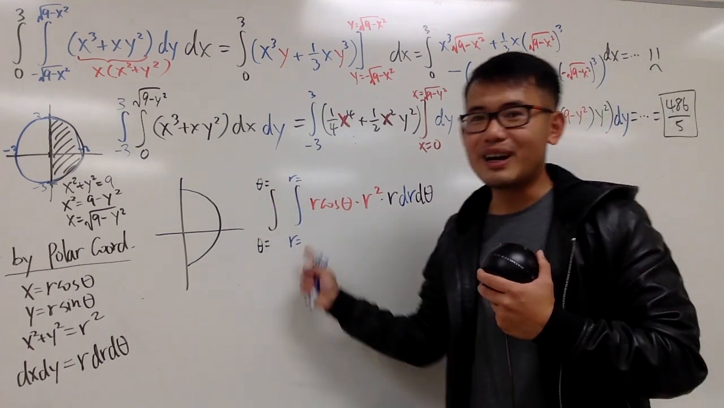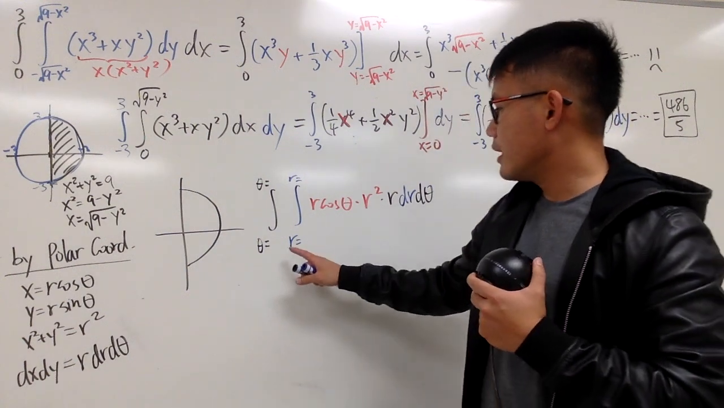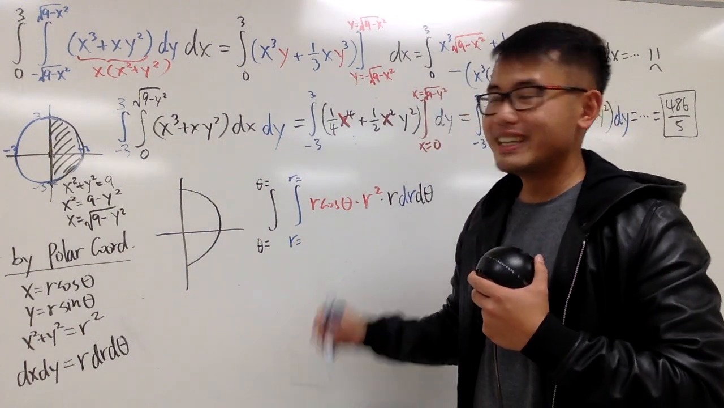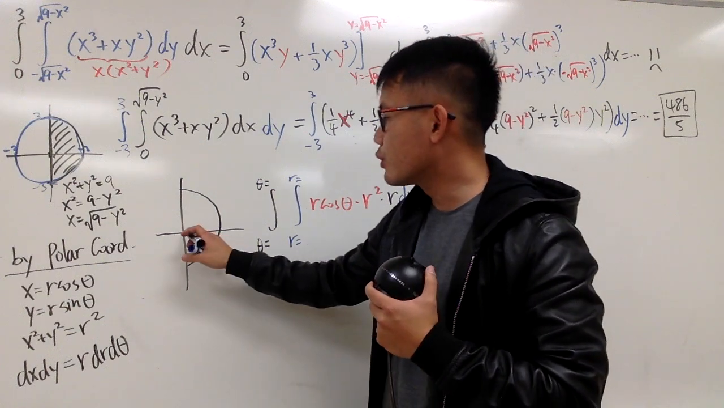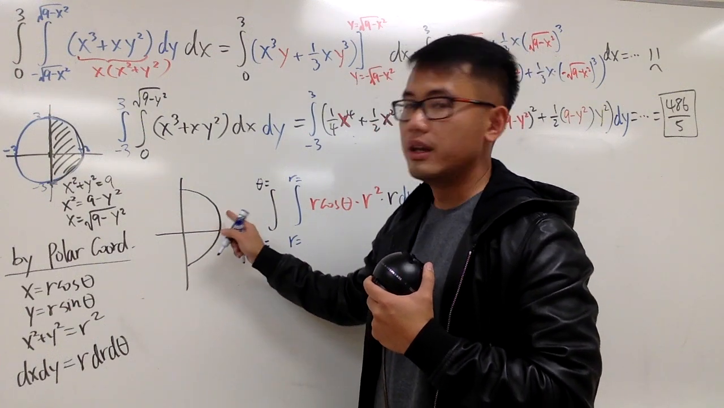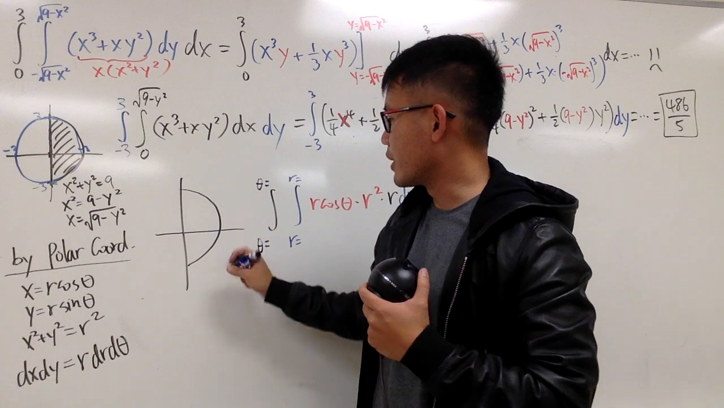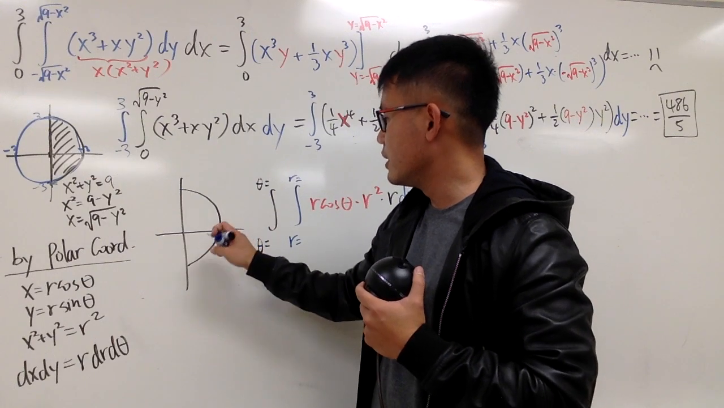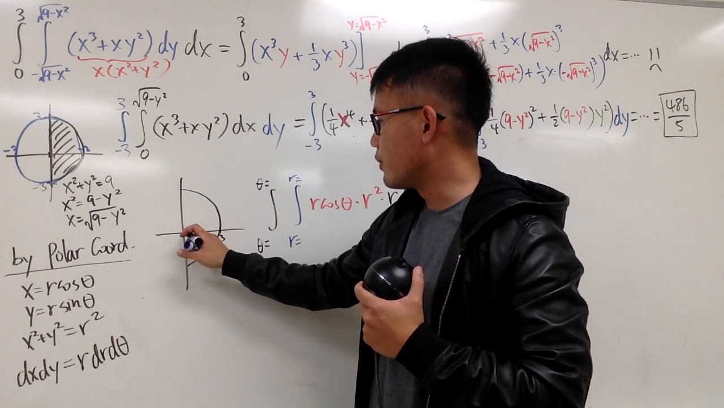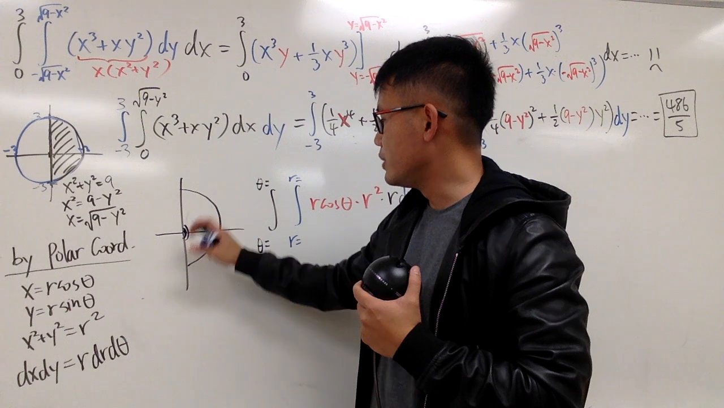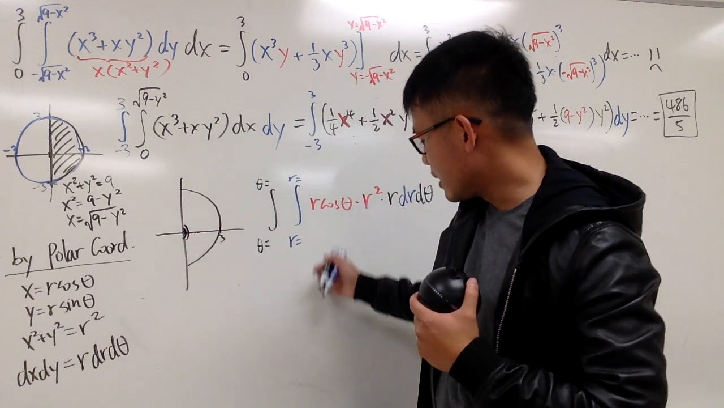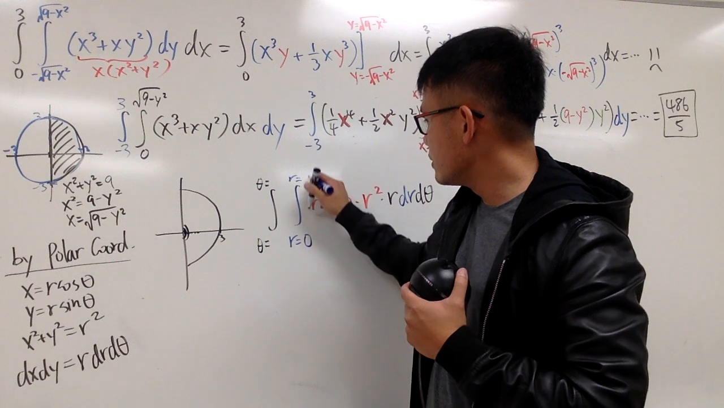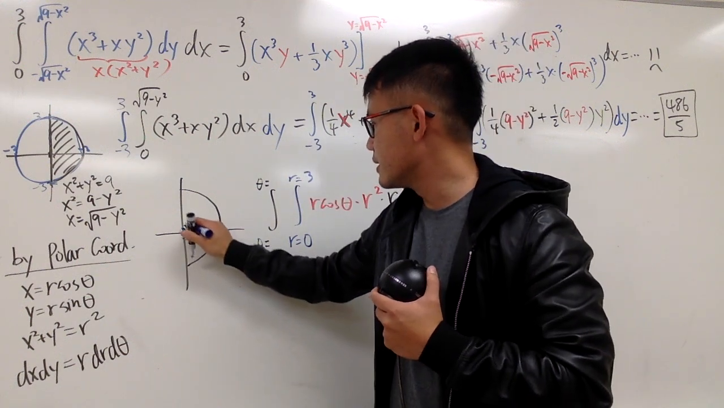Now figure this out. Perhaps we can figure out r first. Well, r is the radius, right? You want to go from the origin, and then you want to hit the circle right here. And the radius of this circle is 3. So you go from 0 up to 3 like this. So r goes from 0 to 3.